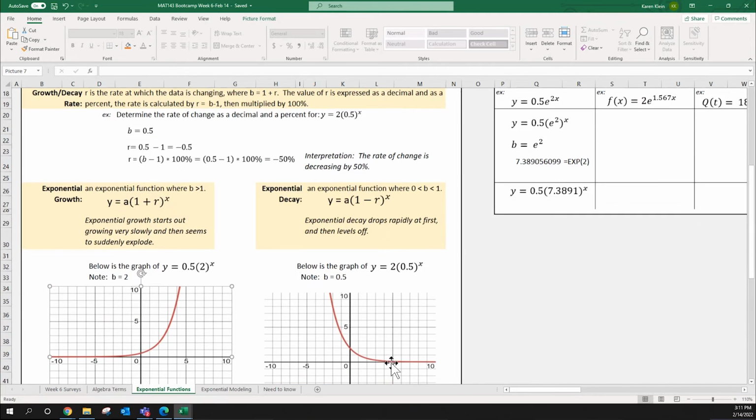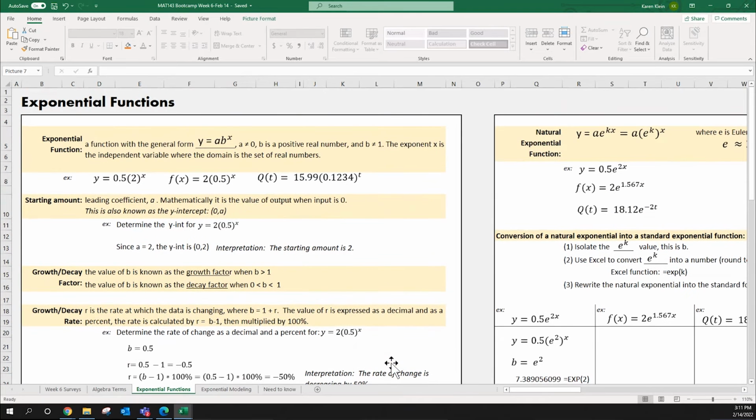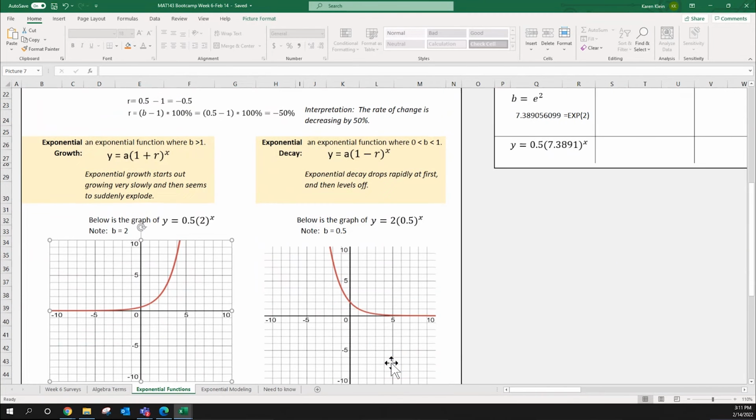Any questions about all of those definitions I just threw at you? If you have one, feel free to put it right in the chat.